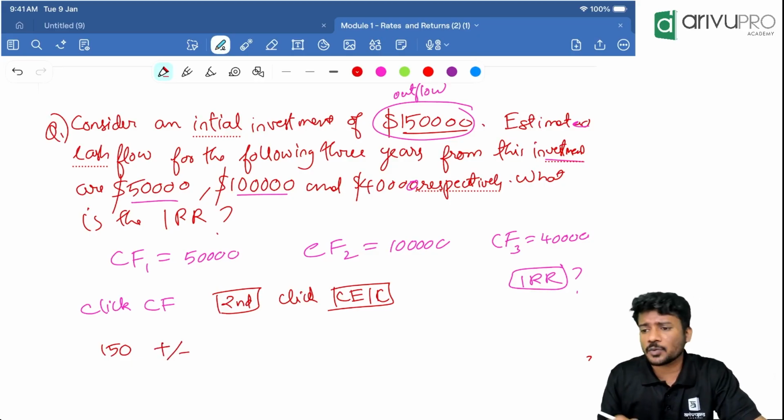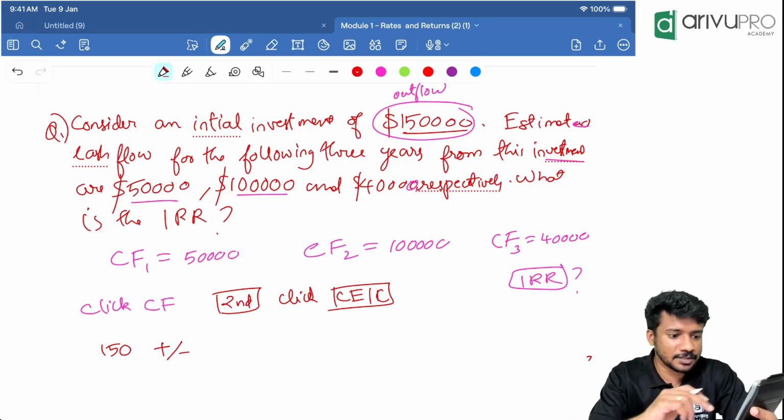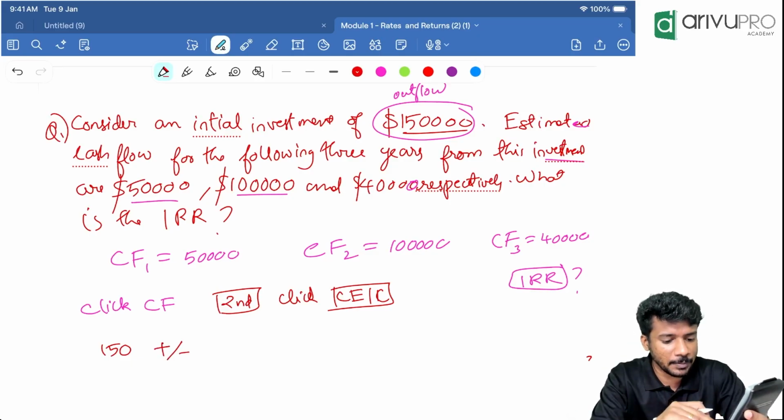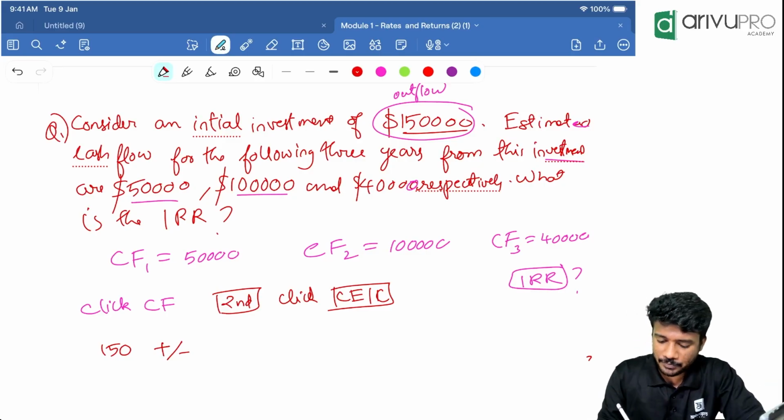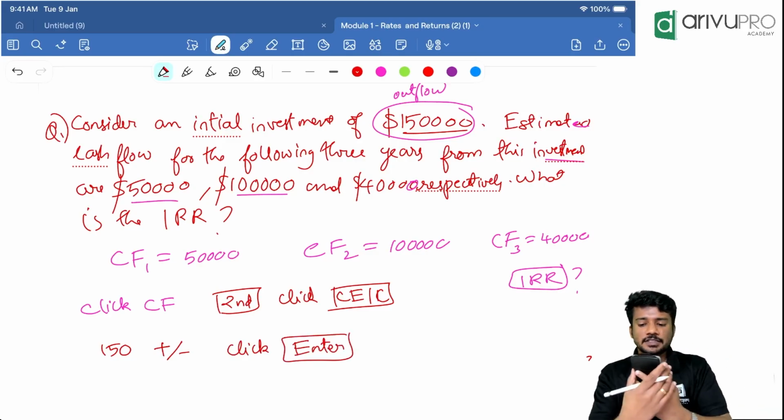Since it is taken as the outflow, you can change the sign. First you can change the sign, that will be better. Click plus or minus, then click Enter. Okay, done.